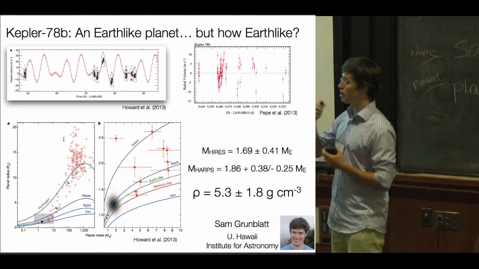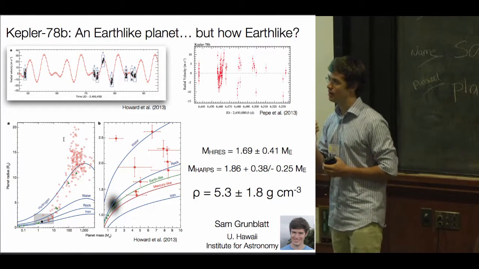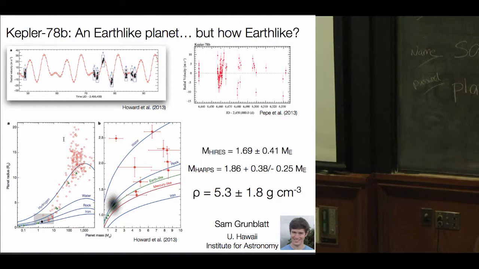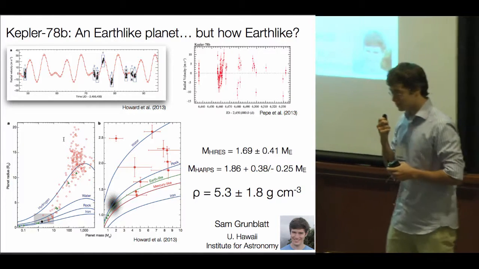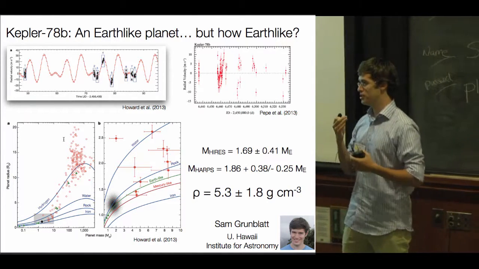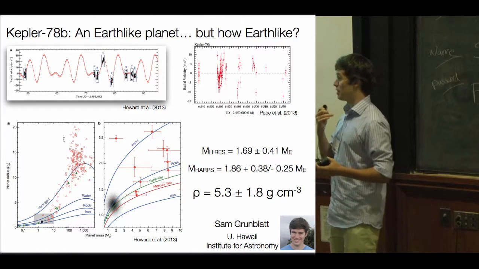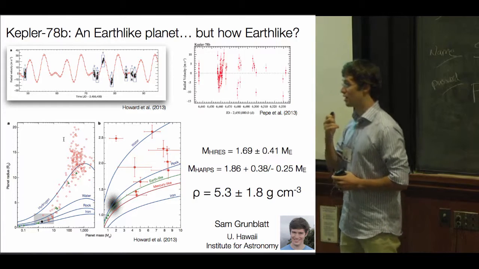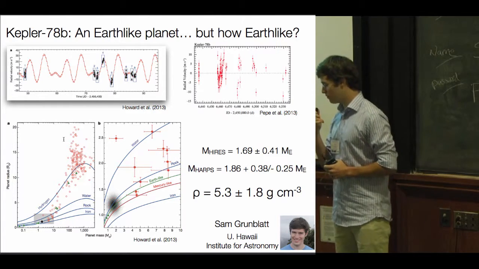But combined with the original discovery paper of this planet, you could figure out the radius of the planet, and you can place it on this mass radius diagram. It's this black cloud down here. But in order to beat the uncertainties down, we want to be able to better understand the stellar activity. And so in order to do that, I used a Gaussian process regression with a quasi-periodic kernel function.